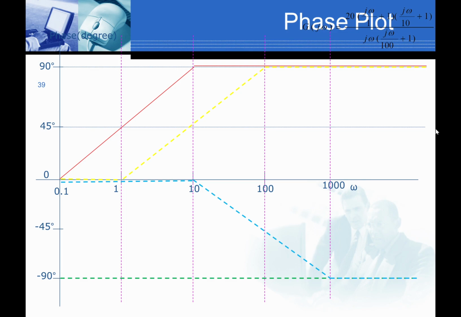So we continue with the phase plot. This is our phase plot for each of the terms here. So we need to draw our final phase plot. Our starting point here is at minus 90.